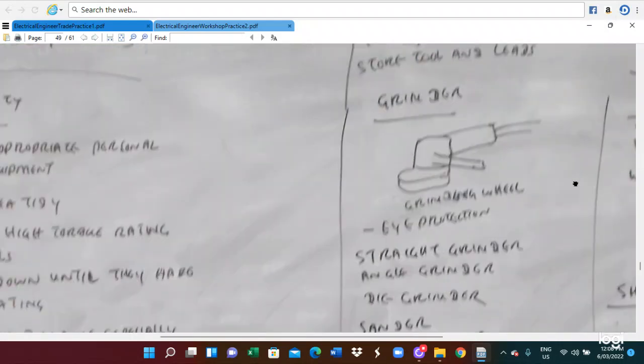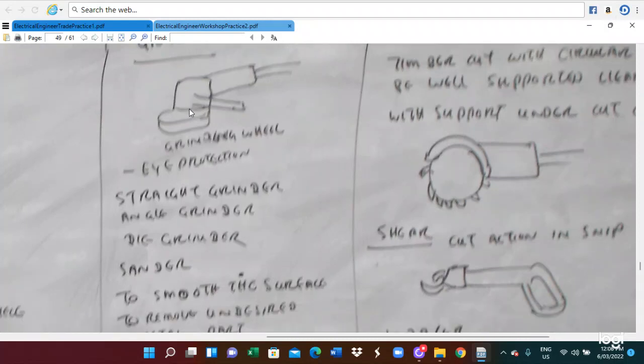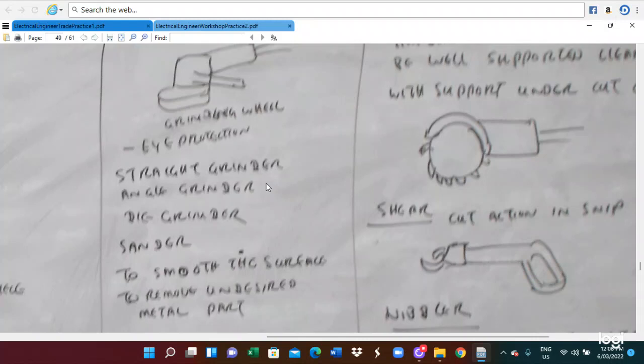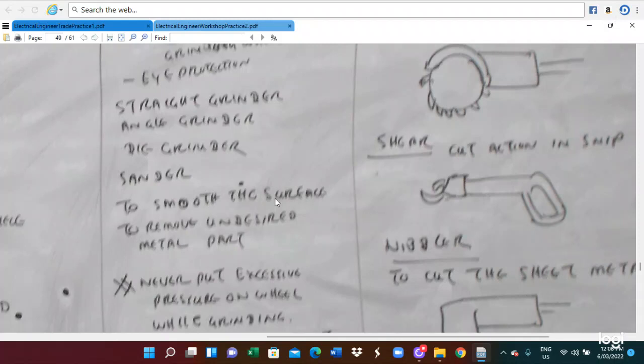So there is the grinding machine. When we are using a grinding machine, this is a grinding wheel. So we must wear eye protection. You must use the straight grinder and the angle grinder. You have to tighten the grinder. You have to center it. These are the kinds of grinder.